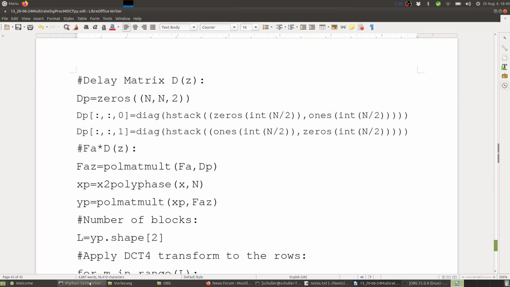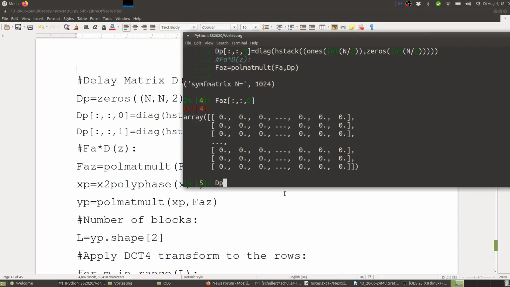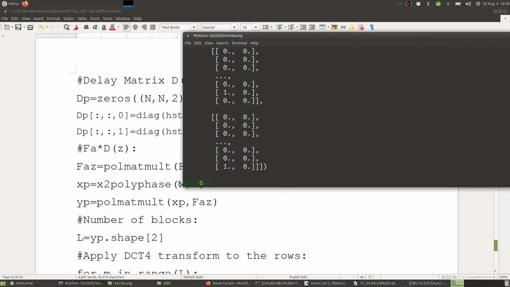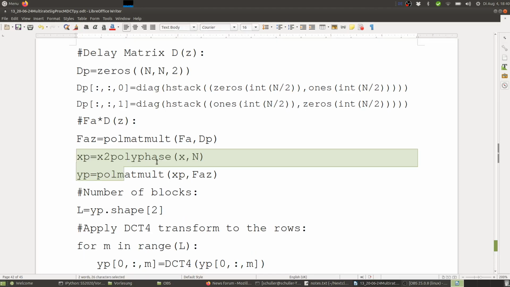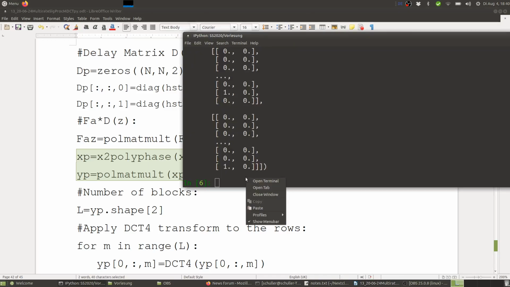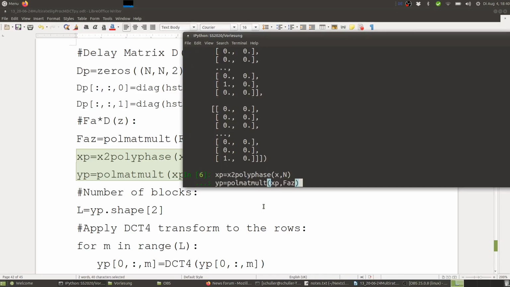I think we already have the DP, yes, so the delay matrix. So now we can use the x2 polyphase function to obtain the input for our MDCT, and then we multiply it with our folding matrix in the next step. So we're still missing the DCT4 matrix.